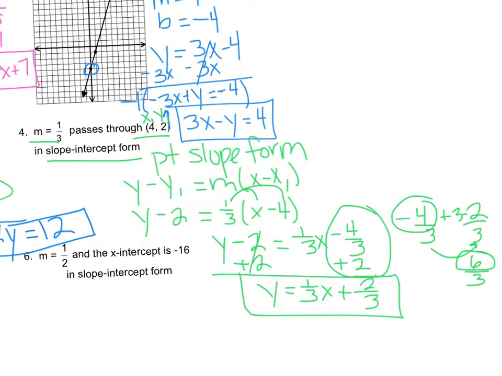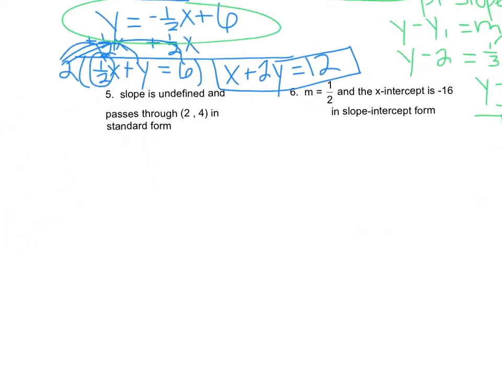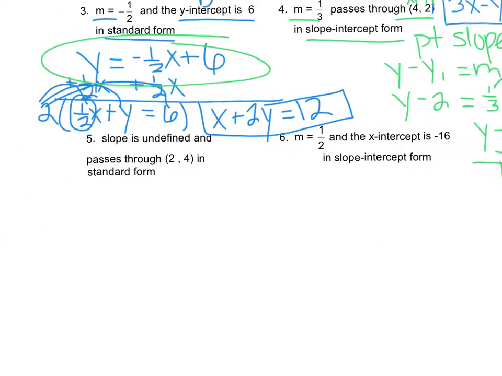Okay, so let's look at number 5. On this one, the slope is undefined. We talked about that yesterday. That means it's a straight vertical line. And then it passes through the point 2,4. We want it in standard form.